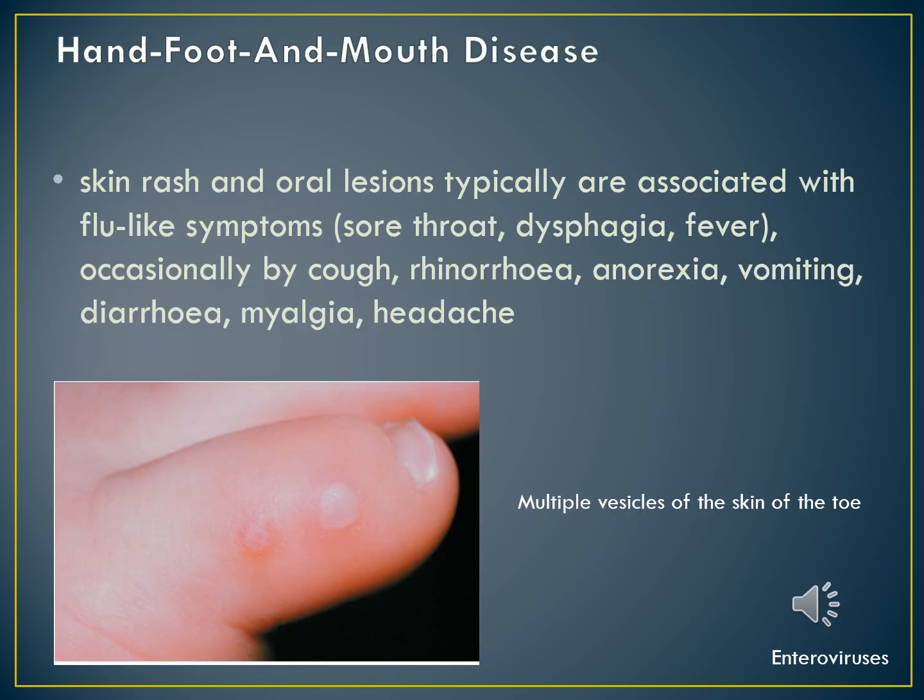Hand, foot and mouth disease is the best known presentation of enterovirus infection. Skin rash and oral lesions are typically associated with flu-like symptoms such as sore throat, dysphagia, fever, and occasionally cough, rhinorrhea, anorexia, vomiting, diarrhea, myalgia, and headache. Oral and hand lesions are almost always present.